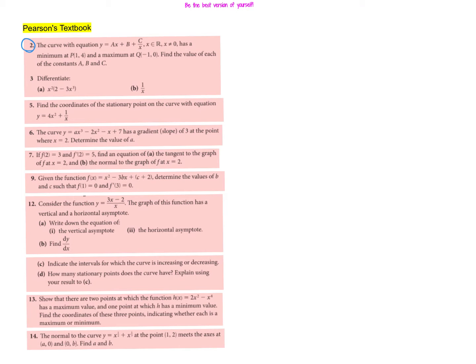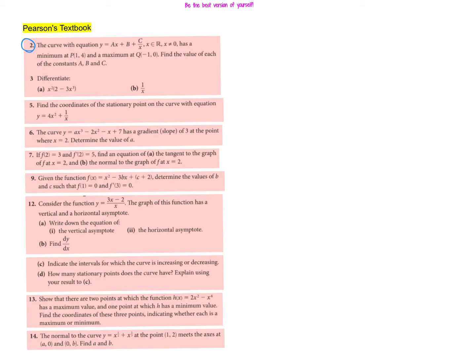All right, everyone, I'm here to help you with number 2. The curve with the equation y = ax + b + c over x, where x is an element of all real numbers and x cannot equal 0, has a minimum at point (1, 4) and a maximum at (-1, 0). Find the value of each of the constants a, b, and c.